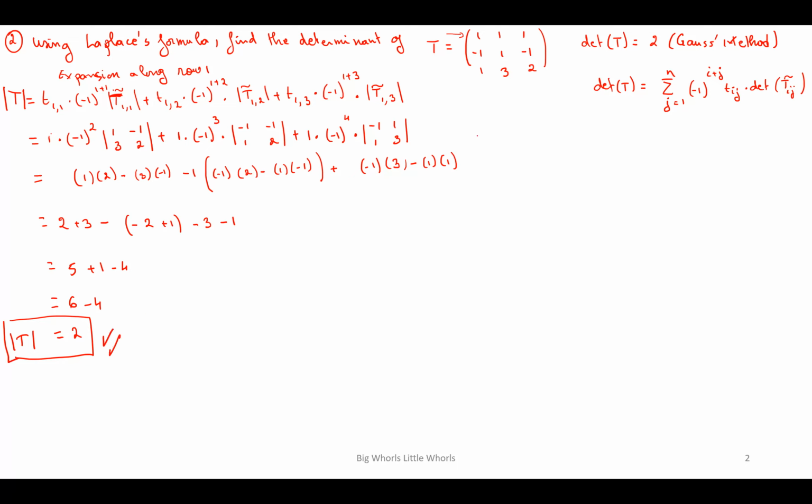You have the same answer as using Gauss's method. So this is going to be the end of this video. In these two examples, we have seen how to find the determinant of a matrix using Laplace's expansion formula, also known as the cofactors expansion formula.